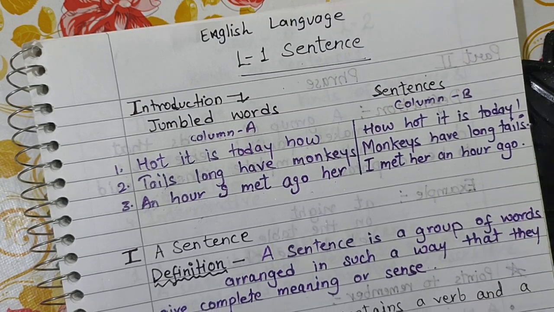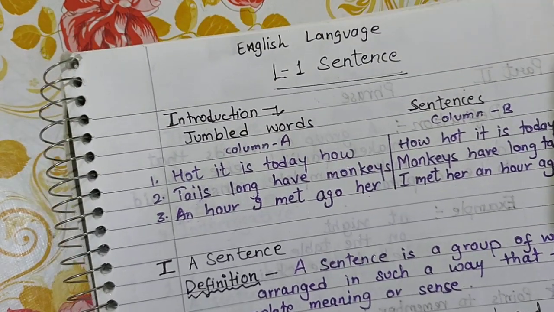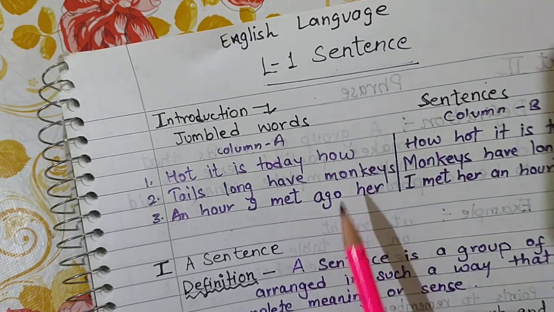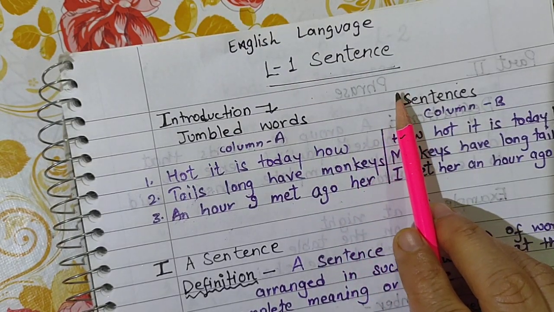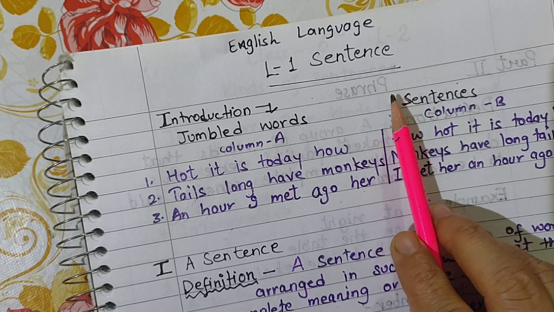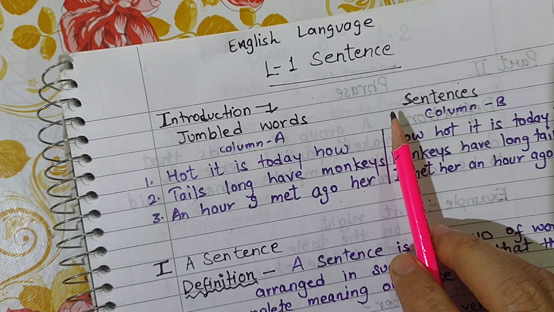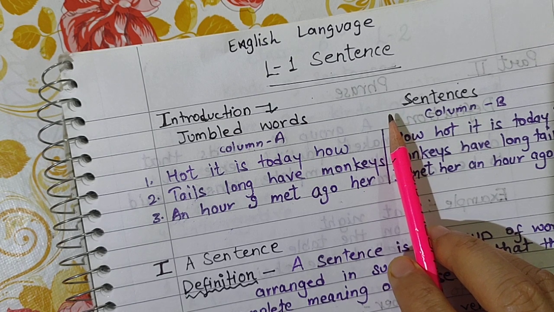Now first of all, before starting the sentence, you have already learnt about the sentence, what is a sentence. So I want you to tell me the definition of a sentence. What is a sentence? You can describe it or define it in your own words also, whatever you have understood. Now give me the definition of sentence.